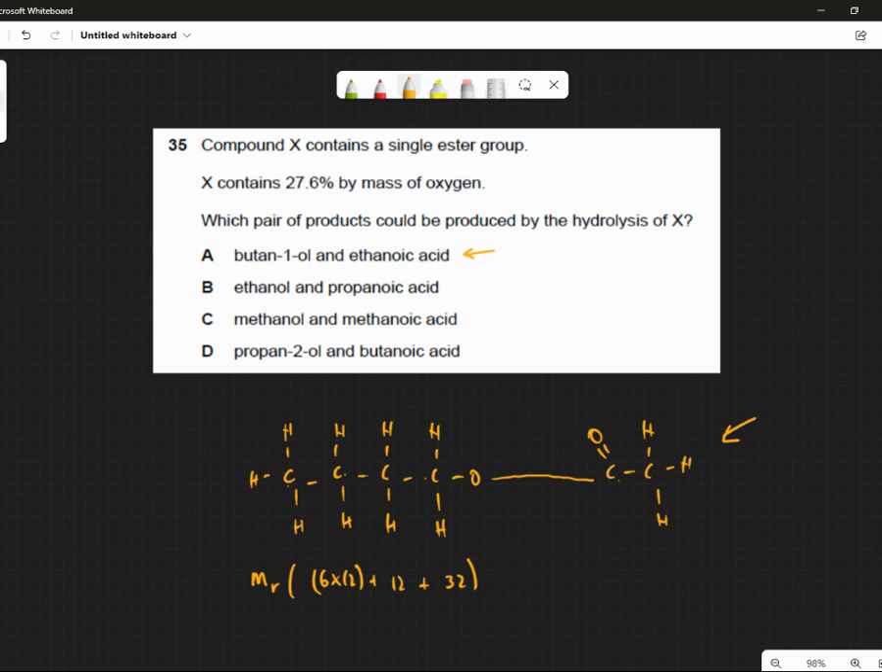So let's have a look at this. 72 plus 12 plus 32 is 116. I hope I'm getting this right. This is 116. But of this 116, 32 is oxygen. So 32 divided by 116 times 100, and I get 27.6. So 27.6% is oxygen.